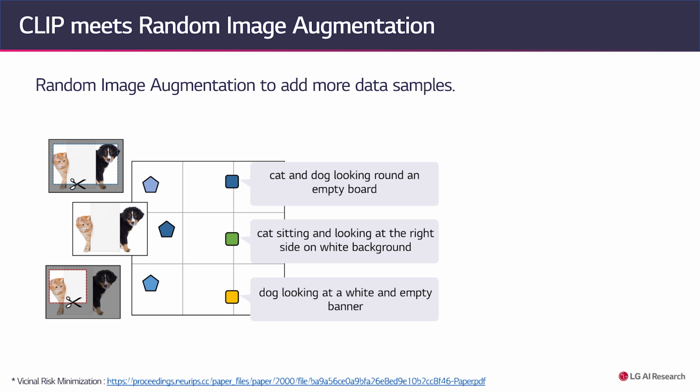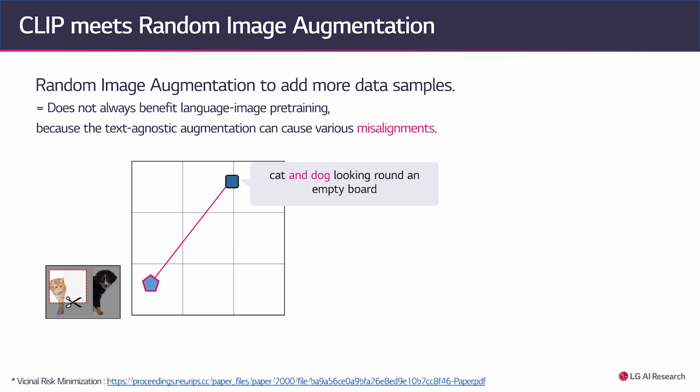Based on the vast success of random image augmentation in supervised learning, where the augmentation was a highly effective means to increase data points, following works of CLIP have also attempted to apply image augmentation to CLIP. However, the text-agnostic random image augmentation procedure can cause various misalignments with its text counterpart. This can hinder training, resulting in suboptimal performance.